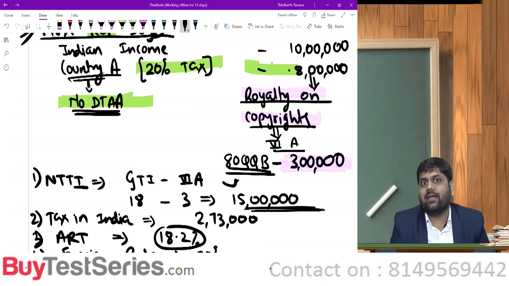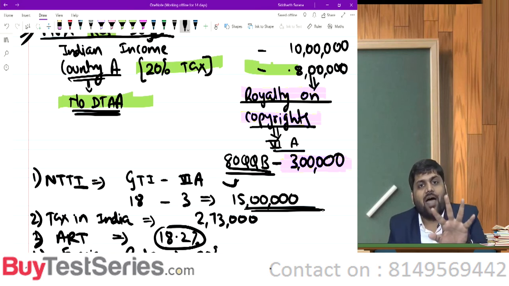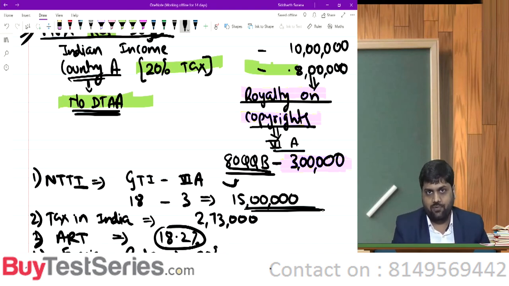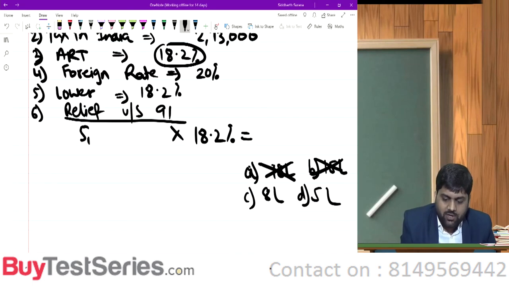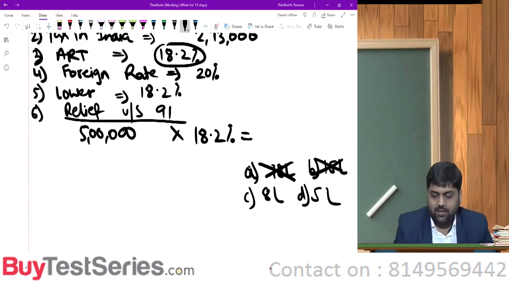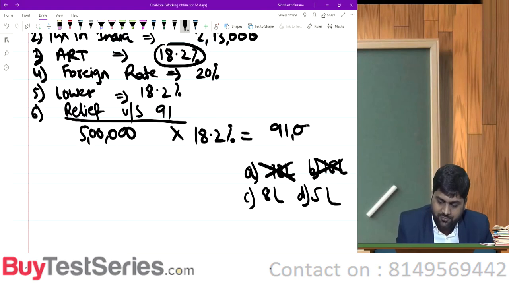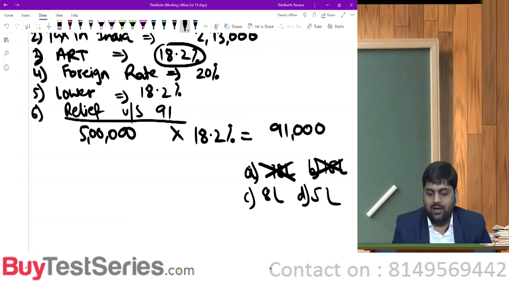Let's divide our 8 lakh into 2 parts. Out of the 2 parts, 5 lakh is definitely eligible for relief. Even those students whose answer was 8 lakh included that 5. So 5 lakh is definitely eligible. But let's talk about 3 lakh. Agreed, you have paid tax in the foreign country, but in India you have taken the deduction, and included in NTTI is only rupees 5 lakh. Accordingly, only 5 lakh rupees will be eligible for relief, and your relief is going to be rupees 91,000.